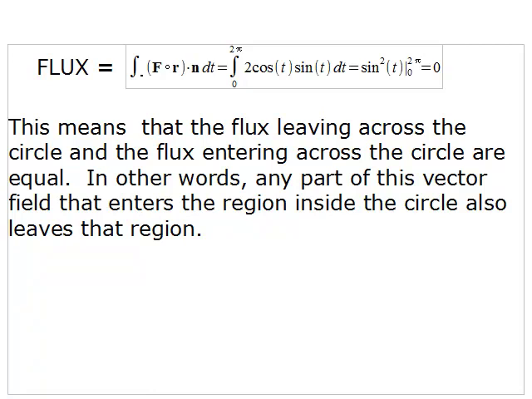Because there's a vector field associated here and it isn't necessarily 0 everywhere, this means the amount of flux entering the circle is equal to the amount of flux leaving the circle. That's one way you can get 0 flux, 0 net flux.